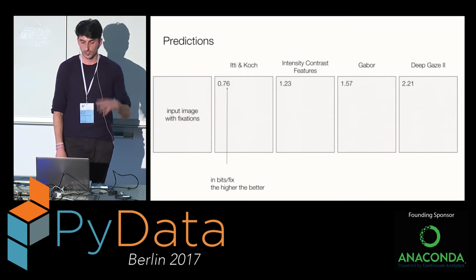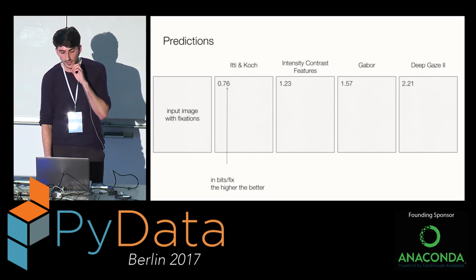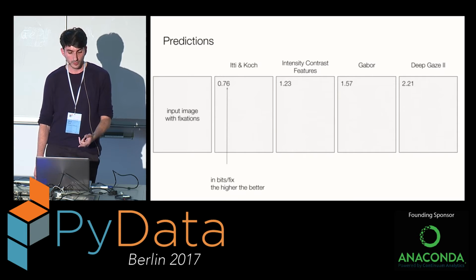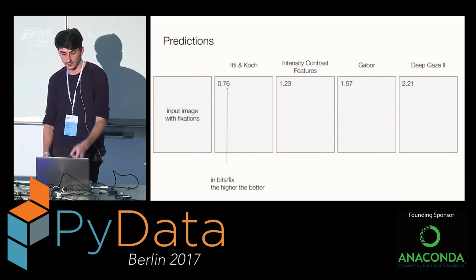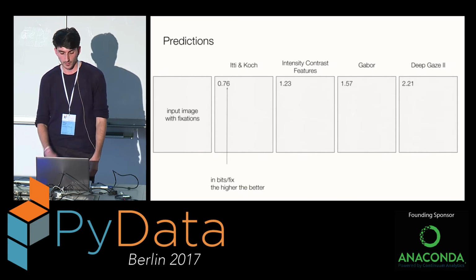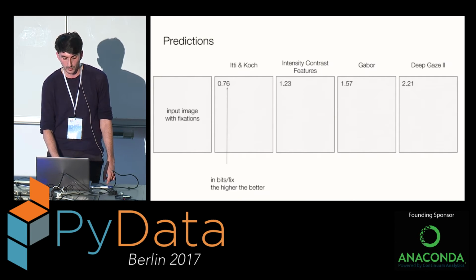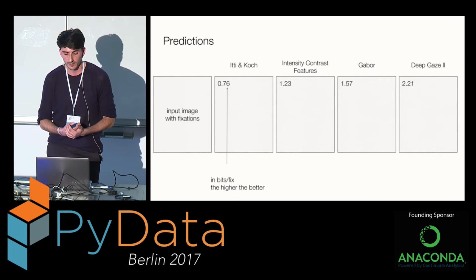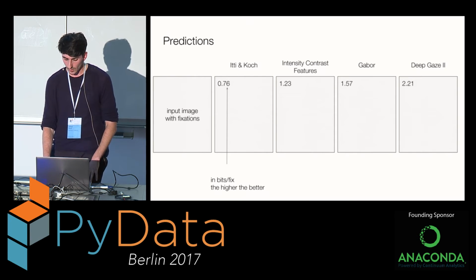So on the left, I'm showing you the input image that we fed into the model, and then from left to right, I am presenting the results for the Etienne-Koch model. So this was this very early first saliency model. Then there's this intensity model, the ICF, then the Gabo model, and to the very right, there's the deep gaze model. And the higher this number here, it's again this bits per fixation, so how much information can we explain. So the higher this number, the better this is.